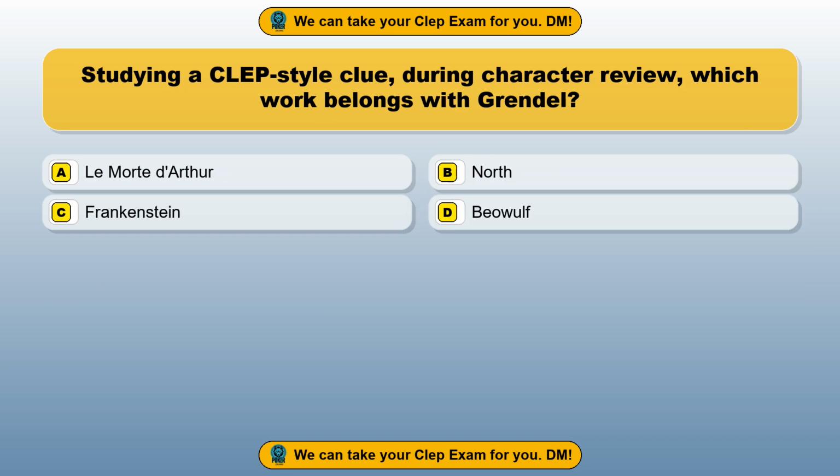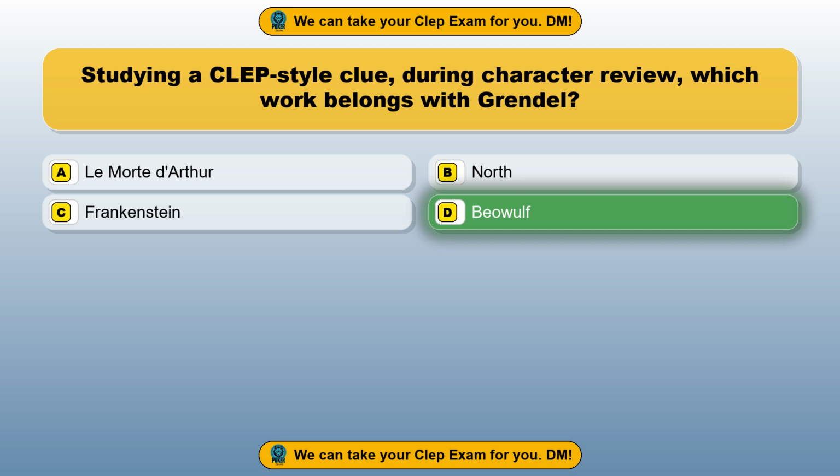Question 79. Studying a CLEP-style clue during character review, which work belongs with Grendel? Option A, Le Morte d'Arthur. Option B, North. Option C, Frankenstein. Option D, Beowulf. The correct answer is option D, Beowulf.